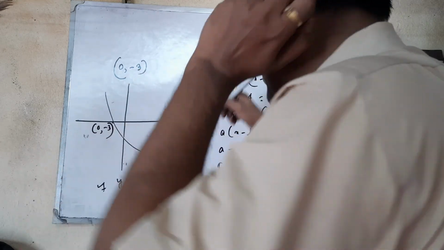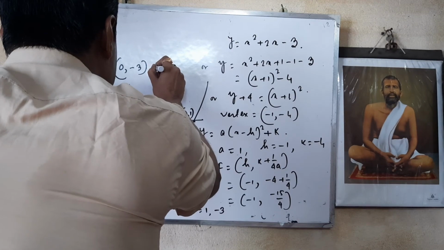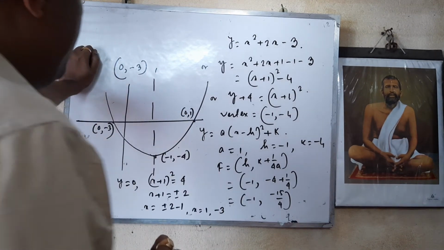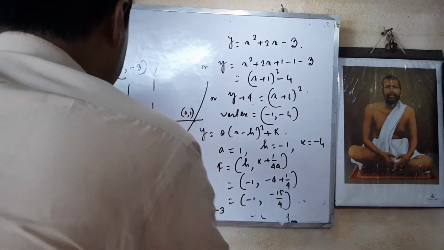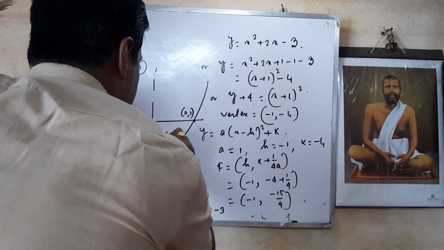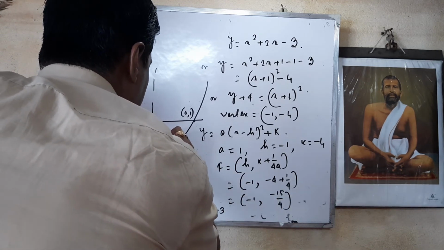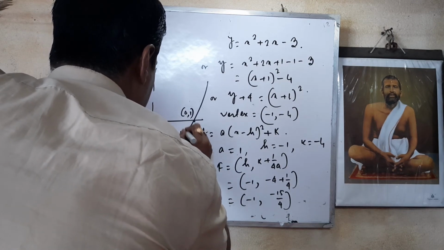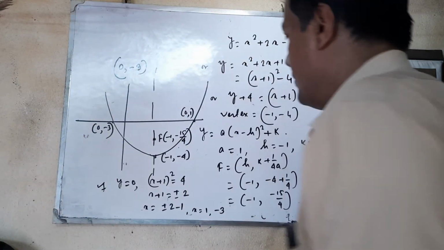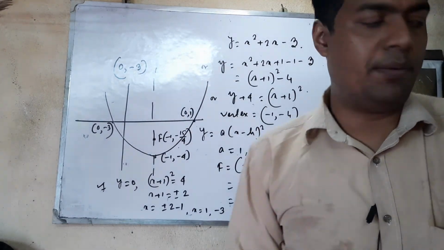I have already said that the graph is not to scale, so these points should have been shifted like this, and this will be its symmetry axis. And what will be its focus? Its focus is minus 1 comma minus 15 by 4. So this type of point will be the focus, because minus 15 by 4 is less than minus 4. So the parabola will be of this form.